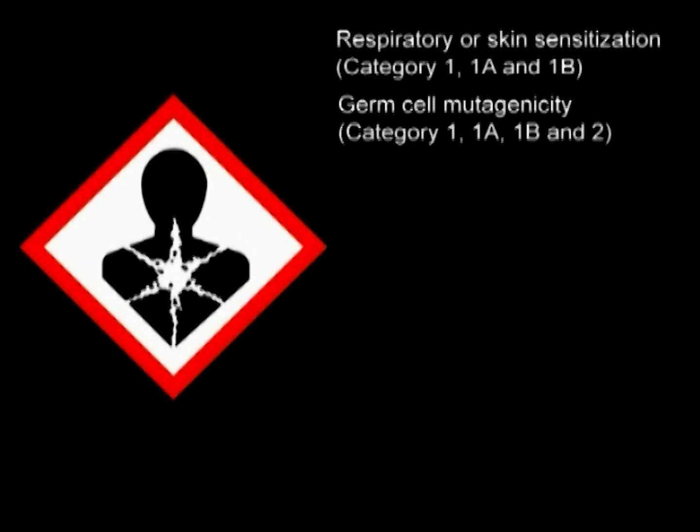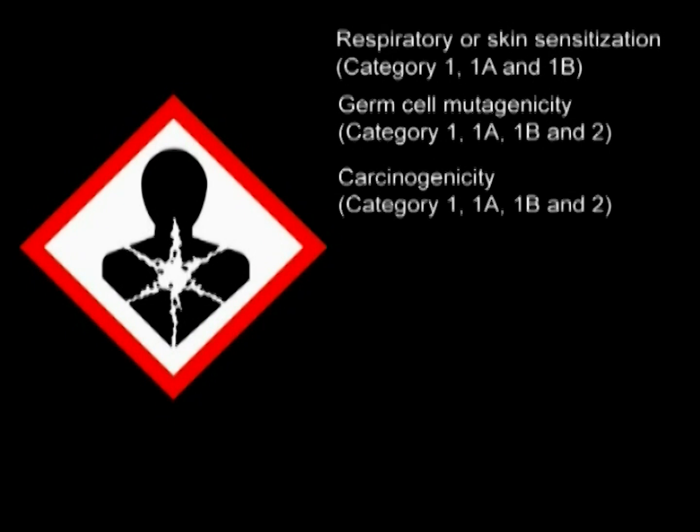Germ cell mutagenicity, Category 1, 1A, 1B, and 2. This hazard class indicates products that may cause or are suspected of causing genetic defects. Carcinogenicity, Category 1, 1A, 1B, and 2. This hazard class includes products that may cause or are suspected of causing cancer.